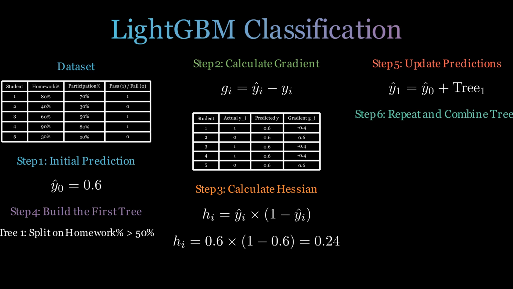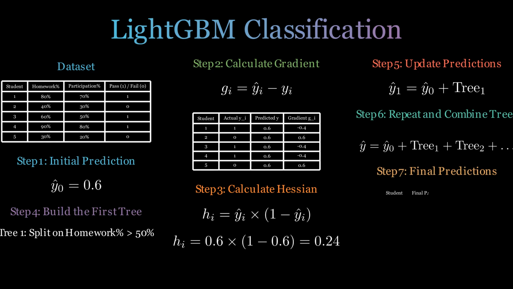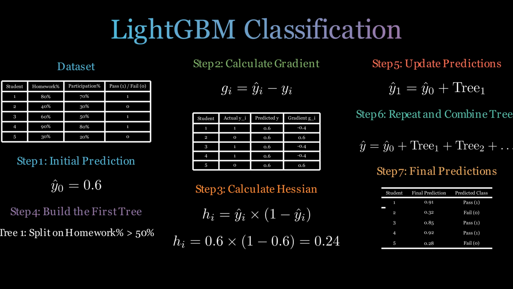We repeat the process, adding more trees to correct the mistakes of the previous trees. The final prediction is the sum of all the trees' outputs. Here are the final predictions. For example, student 1 has a 91% chance of passing. So we predict they will pass.